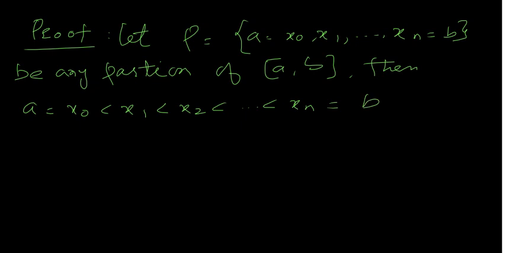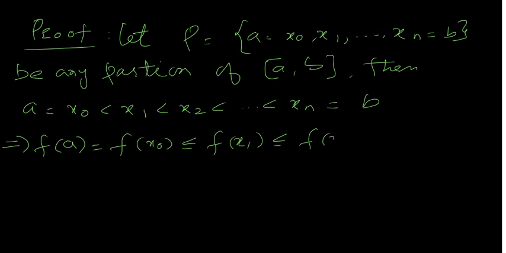Now the function is monotonic increasing, so this implies f of a, which is equal to f of x naught. Now since x naught is less than x1, f of x naught is less or equal to f of x1, because it's monotonic increasing. x1 is less than x2, so f of x1 will be less or equal to f of x2, and so forth. It's less or equal to f of xn, but f of xn is the same as f of b, because xn is equal to b. Now name it star.